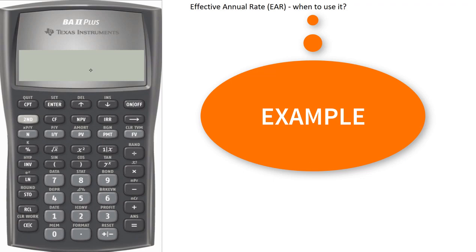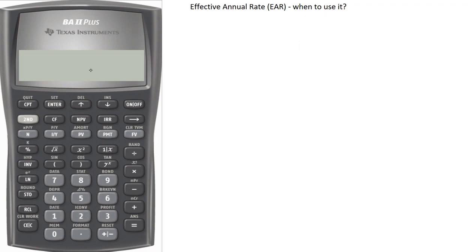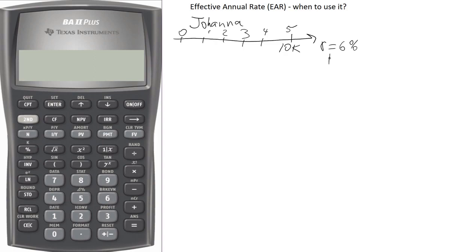Let's say we have an investor, or maybe it's just some finance student. Let's say the student's name is Joanna, and she would like to have $10,000 in 5 years, right? So this is year 0 or today. In 1 year, in 2 years, in 3 years, in 4 years, in 5 years, she would like to have $10,000, right? 5 years in the future. And we also know that the interest rate is 6% per year.